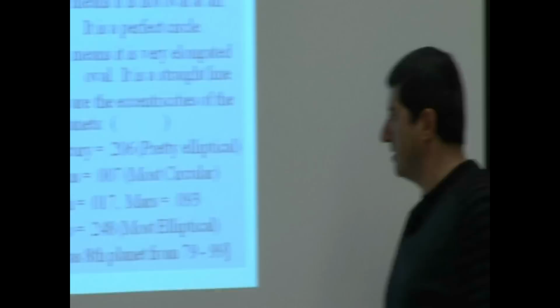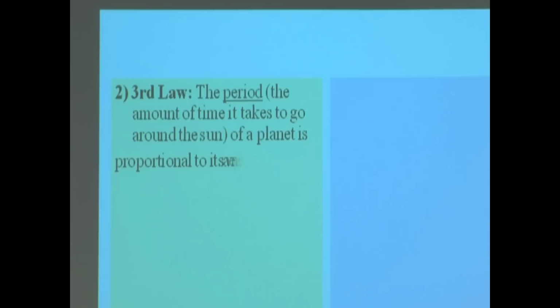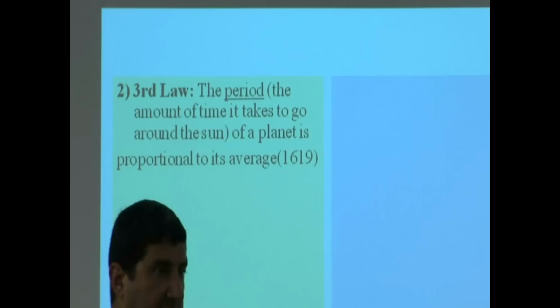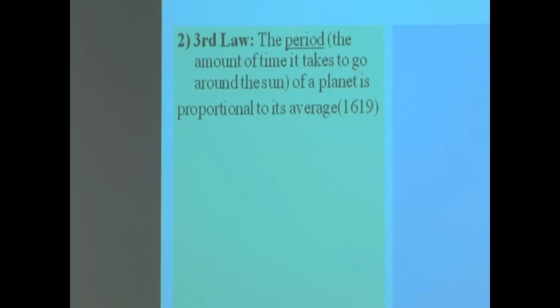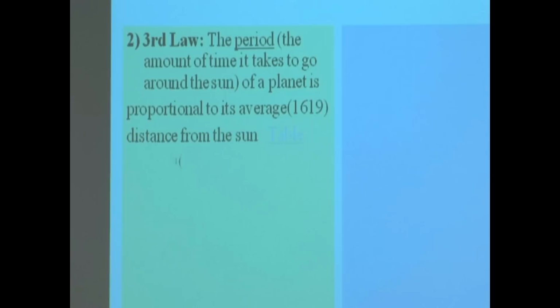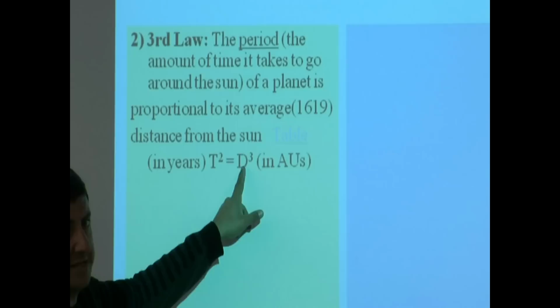Okay, now we're going to go and actually see Kepler's third law of motion. We're going to go first law, third law, and then second law. The third law was the one that he worked on for the longest amount of time, because it required the mathematical relationship between the period of a planet and its distance from the sun. So it was the most mathematical one. So he came up with this relationship. It was in 1619. The period of a planet is proportional. The period means the amount of time it takes to go around the sun. It's proportional to its average distance from the sun. So the period squared in years is equal to the distance of the planet cubed in AUs.